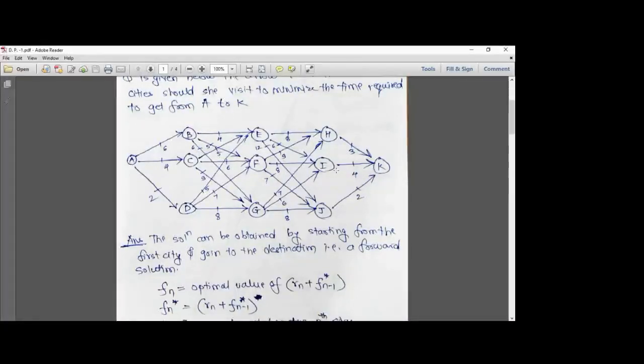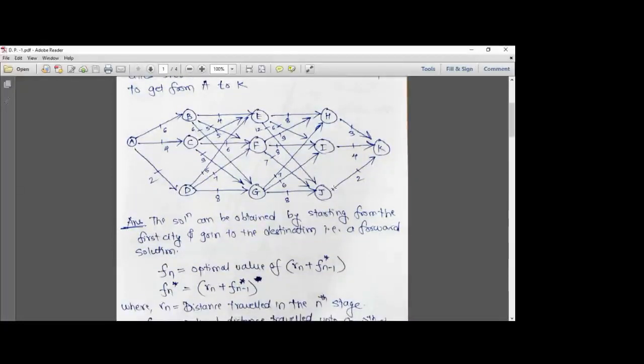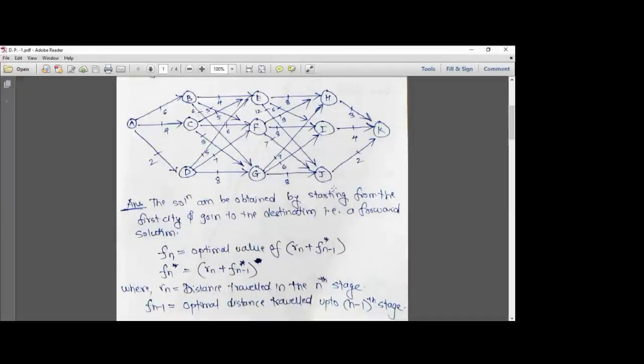So that strategy won't be working. So we are going to see a universal strategy to help us out from this particular system. The solution can be obtained by starting from the first city and going to the destination. We are going to start from Ahmednagar, then we are going to move to Kolkata. So this is called the forward approach.